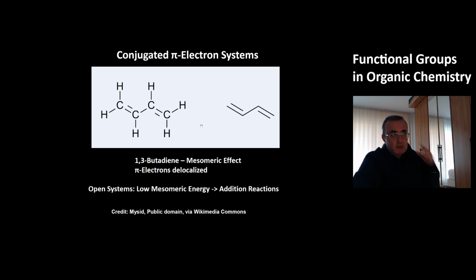And you can see two types of formulas. On the left you have the formula with all the atoms, and on the right you have the simplified formula, but they describe the same molecule, 1,3-butadiene. These open systems are known to have low mesomeric energy. The mesomeric effect is this delocalization of the electrons, and these open systems tend to prefer addition reactions, which convert these double bonds to single bonds.